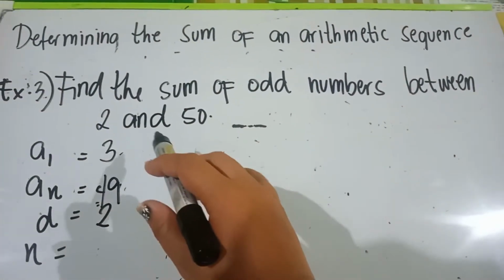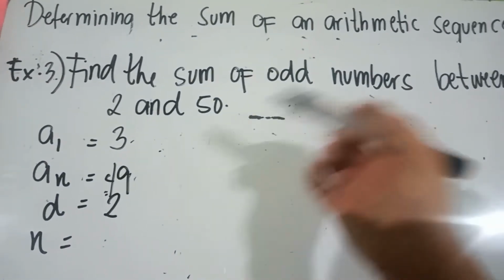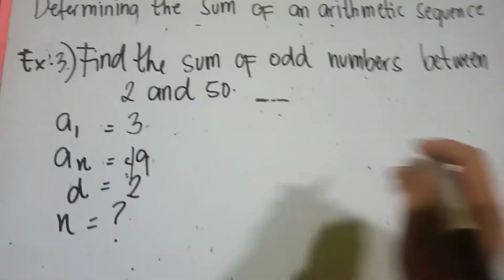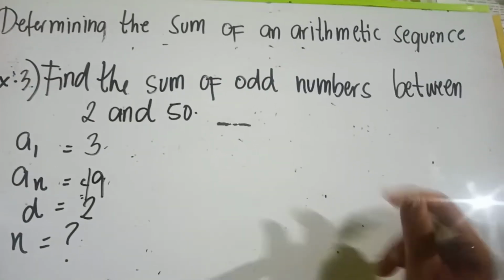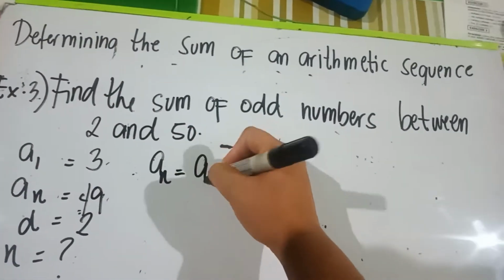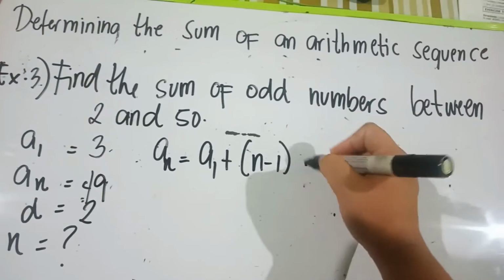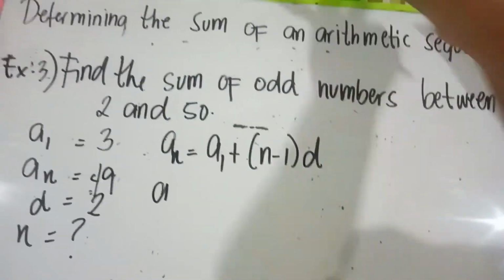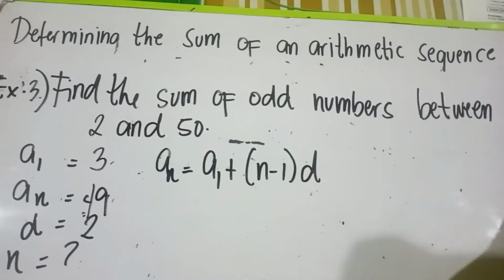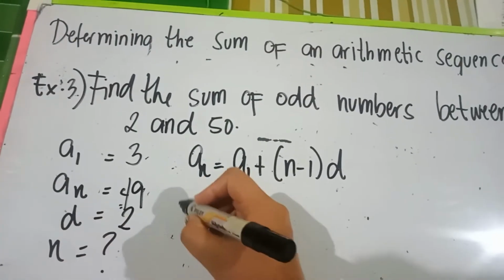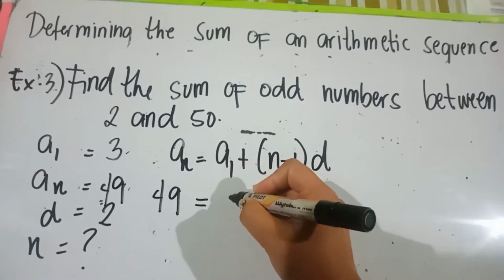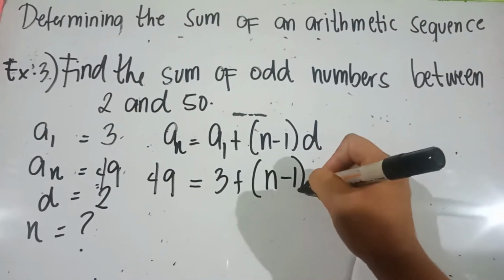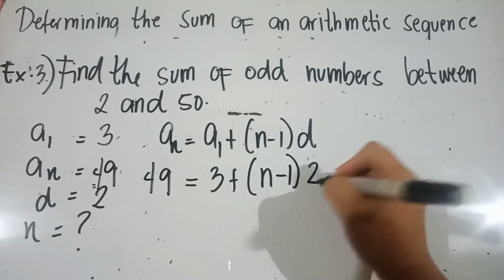Bago tayo makapag-proceed sa pagsosolve ng sum of the odd numbers between 2 and 50. So, n is unknown. Ayan yung kukunin natin. Okay, so using the formula, a sub n is equal to a sub 1 plus n minus 1 times the common difference. So, yung a sub n natin, ano nga yung value ng a sub n natin? Let's substitute the given. So, a sub n is equal to 49 is equal to a sub 1, or the first term is 3 plus the value of n is unknown minus 1 times the common difference, which is equal to 2.